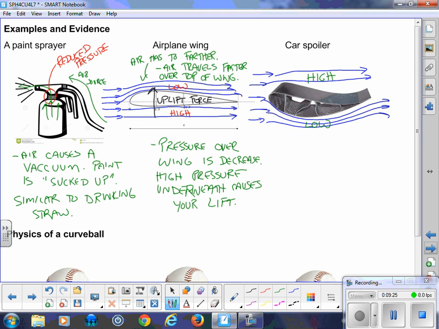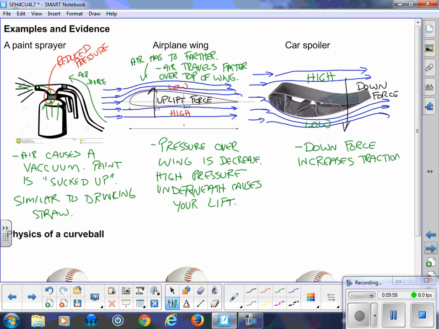what a spoiler does is it helps keep the car on the ground or increases the force on the wheels, which allows for more friction, which allows for less spinning and so forth. So instead of an uplift, we have our downforce. And that downforce increases traction, I guess. We'll keep it simplified.